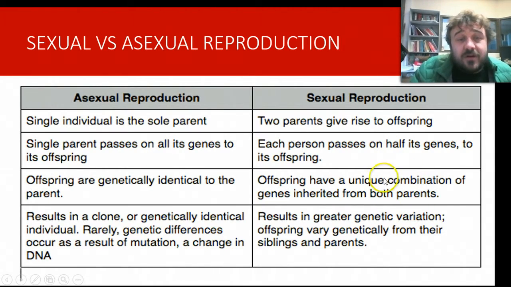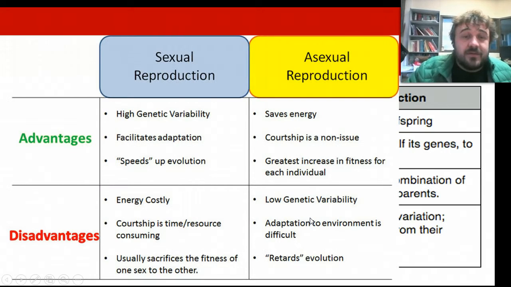All right, so asexual reproduction. A single individual is the sole parent. Two parents in sexual. A single parent passes all of its genes. Again, each organism passes half of its genes. Offspring are genetically identical. Offspring have a unique combination of genes from both parents. So a clone or genetically identical individual, and over here we get genetic variation.